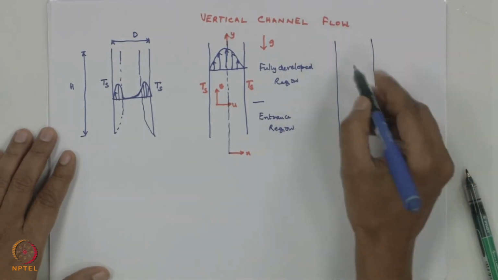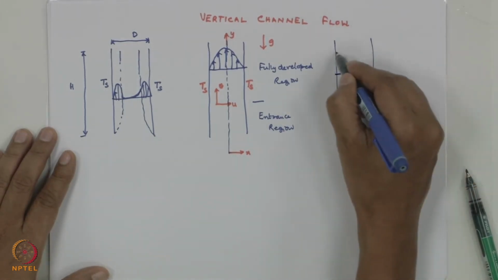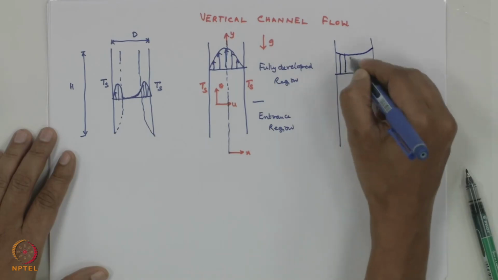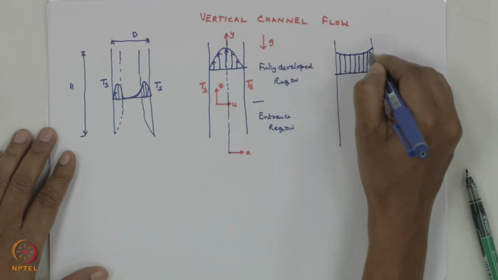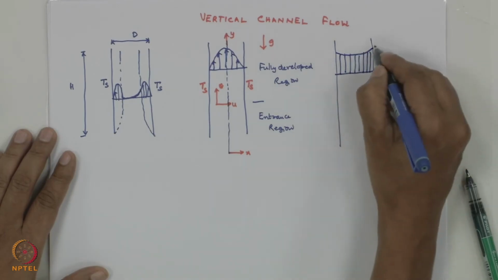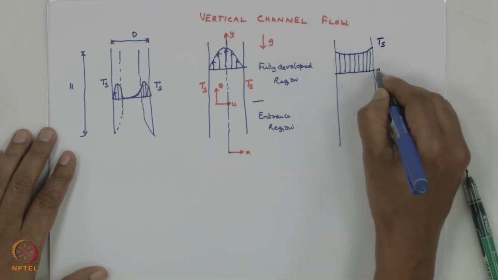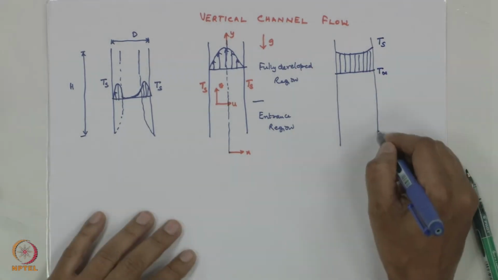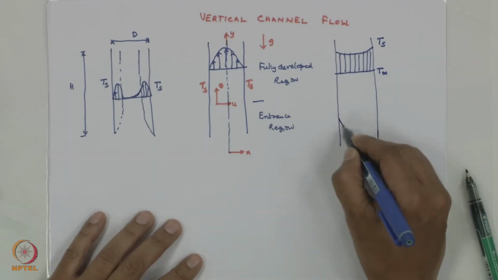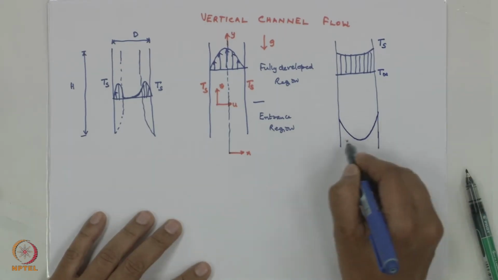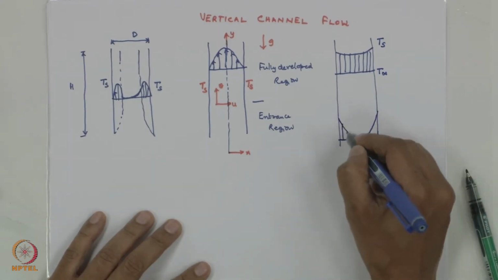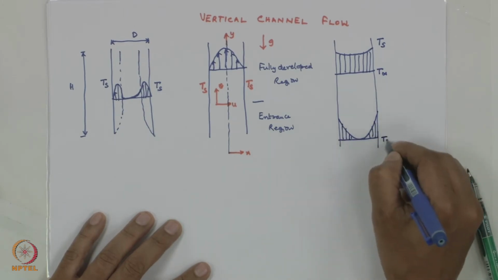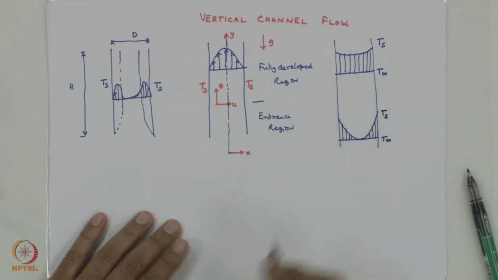If I draw that, it will be more or less something like this, because they are very close. So this is Ts and this is T infinity. But in the entrance region, your temperature Ts would be very large compared to T infinity, so there will be a lot of temperature gradient. So this is T infinity and this is Ts.